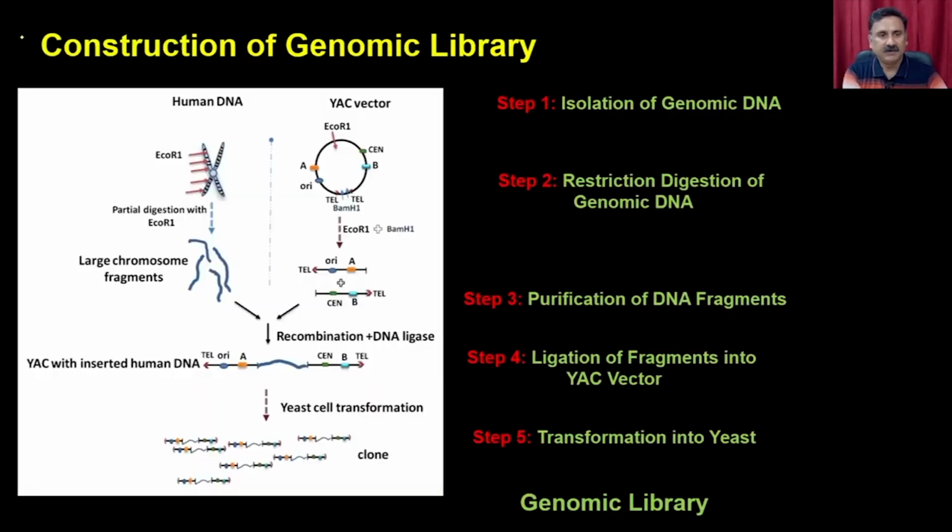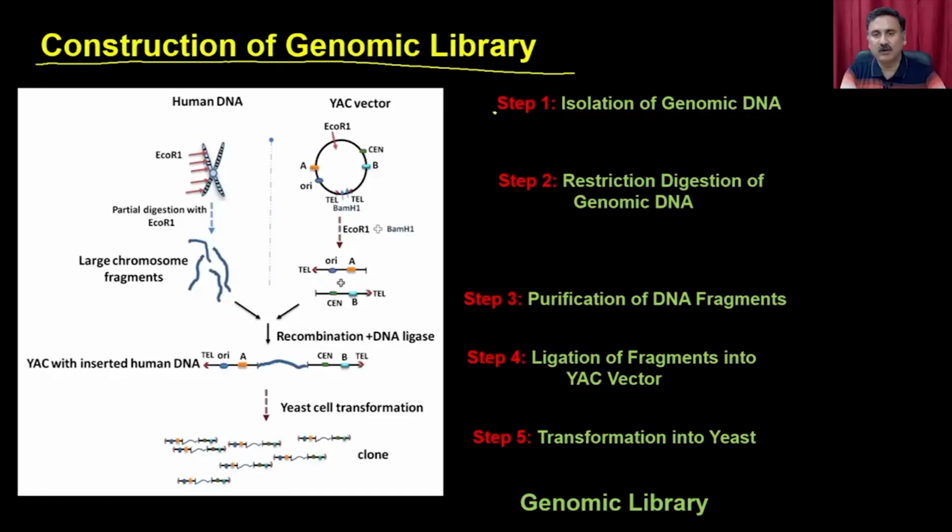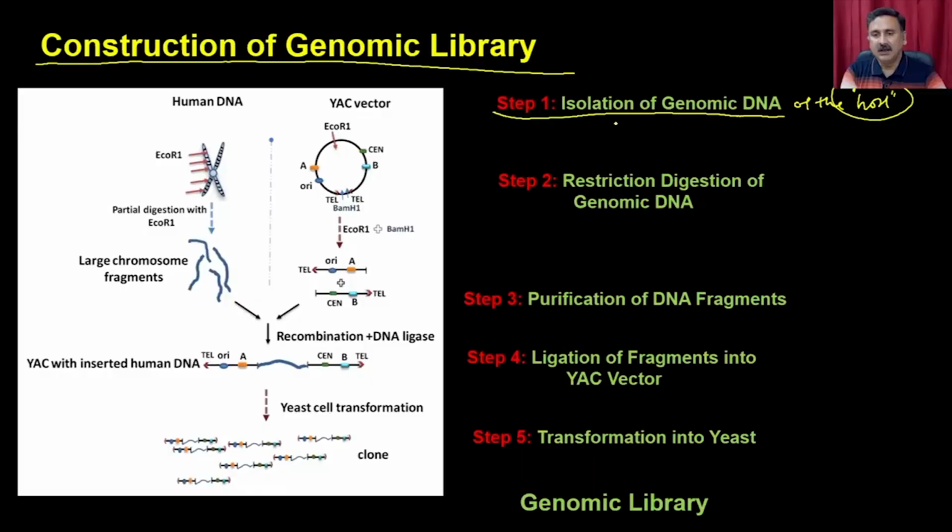Now, the first approach is how to prepare the genomic library. Preparation of a genomic library is a multi-step process. In step 1, you are going to isolate the genomic DNA of the organism from which you are interested in isolating the enzyme. Then you do the restriction digestion of the genomic DNA, or in general, you are going to make the fragments.